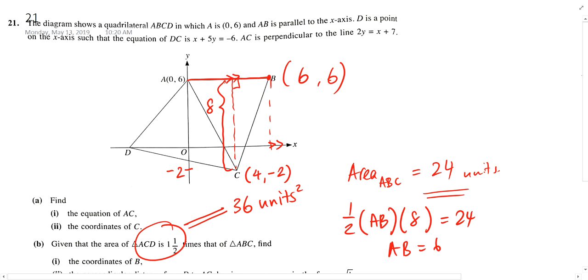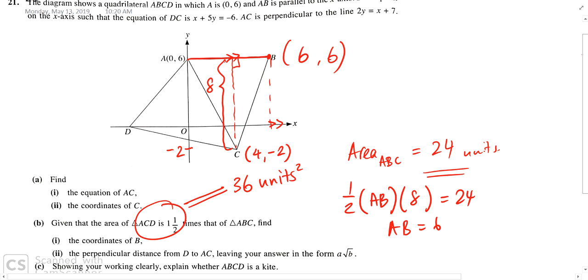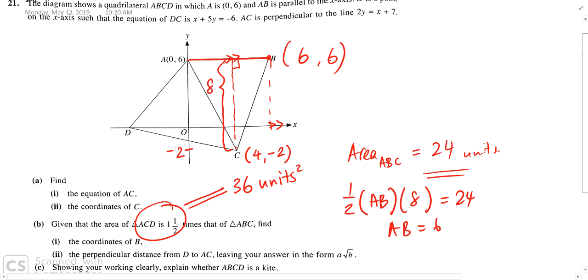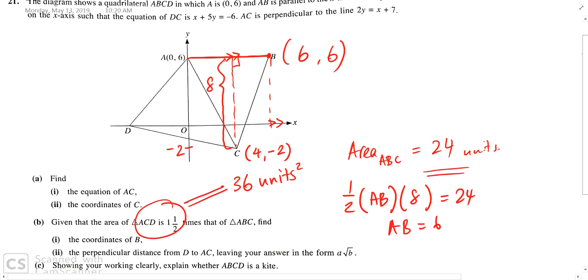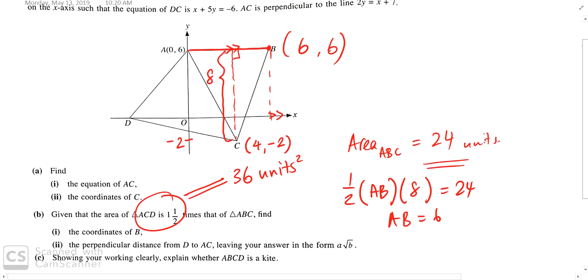Can? Part 2. Anybody needs help? B part 2. None. Okay, part C. Explain whether it is a kite.